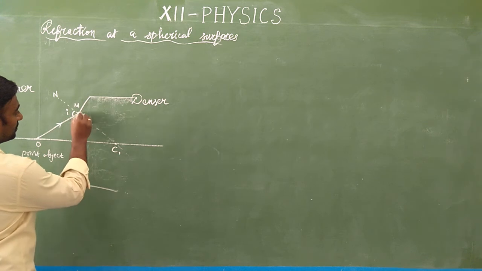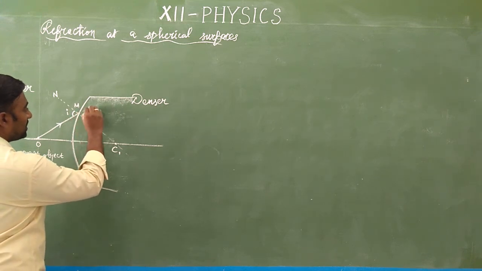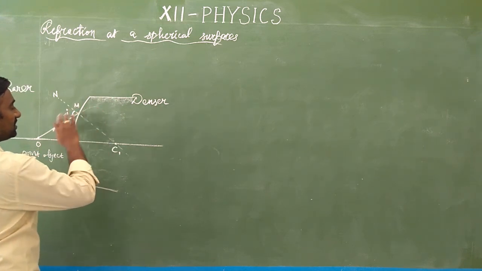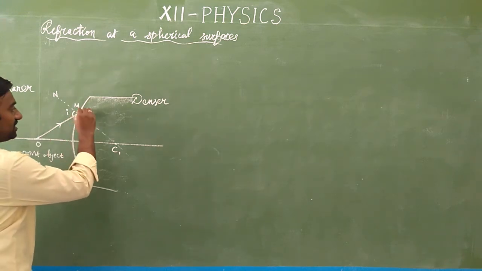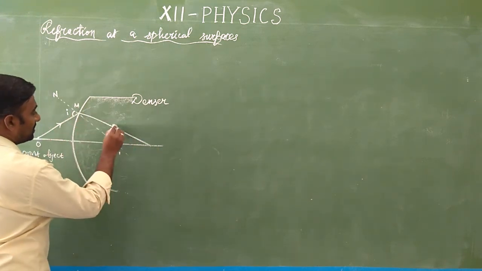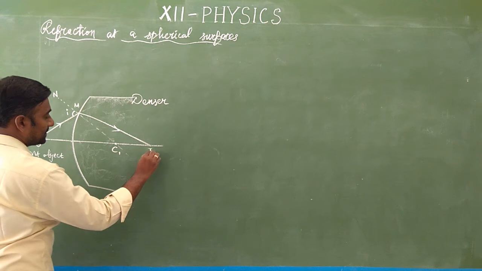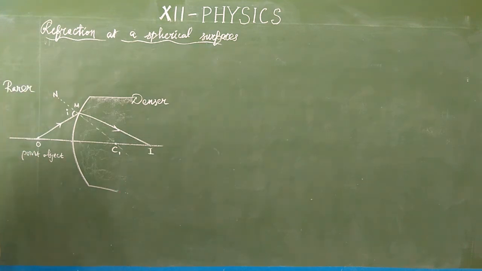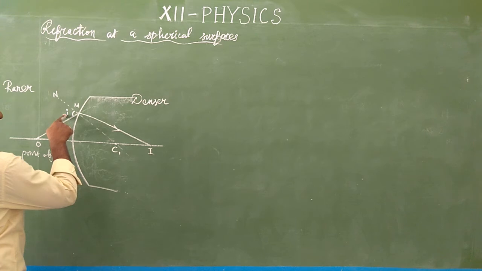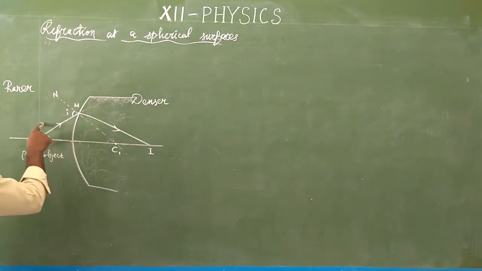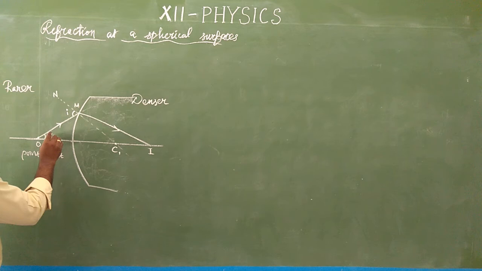This is the normal. The ray, instead of going straight, bends due to the denser medium. We know the rule: rarer to denser, the ray bends towards the normal. So the image is obtained here. This is the position where we get the image. And here, this is the angle of incidence. The incident ray makes an angle with the principal axis, alpha.